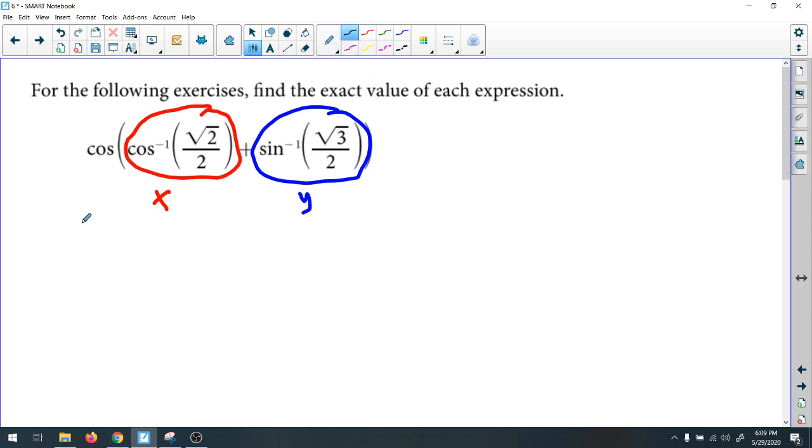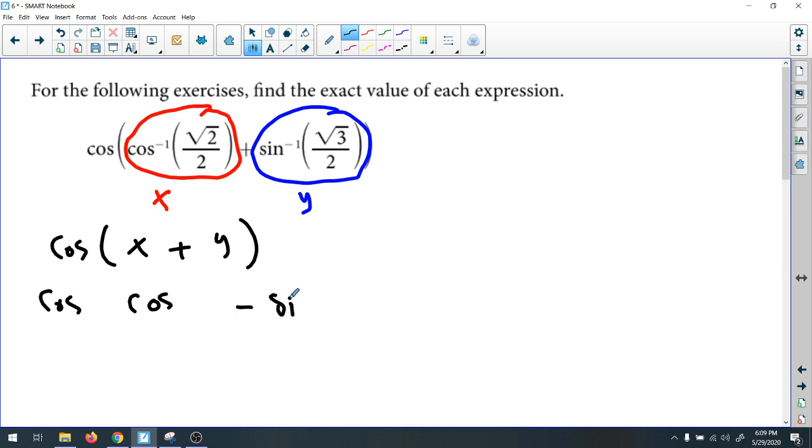So we're going to express it as cosine of x plus y. When you expand it, it will be cosine of x cosine of y, minus, I'm going to switch positive to negative, sine of x sine of y. So let's work on that here.